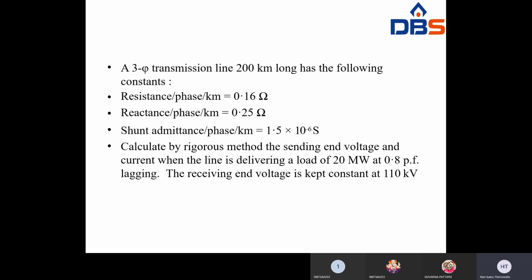So look at the problem. A 3-phase transmission line, 200 kilometer long has the following constants: resistance per phase per kilometer 0.16 ohms, reactance per phase per kilometer 0.25 ohms, shunt admittance per phase per kilometer 1.5 into 10 power minus 6 Siemens. Siemens means mho, the reverse of ohm. You can say mho or Siemens, right? Now calculate by using the rigorous method the sending end voltage and sending end current, and the line is delivering a load of 20 megawatt at 0.8 power factor lagging. Receiving end voltage is kept constant at 110 kilovolts, right?